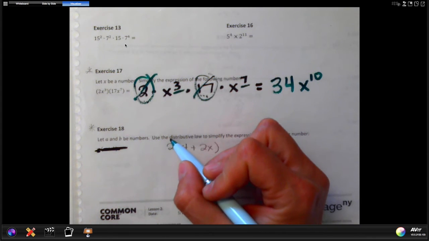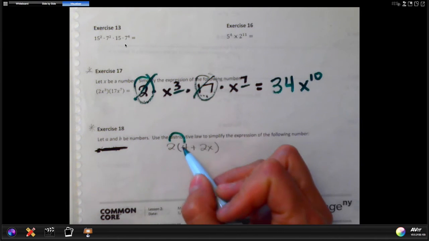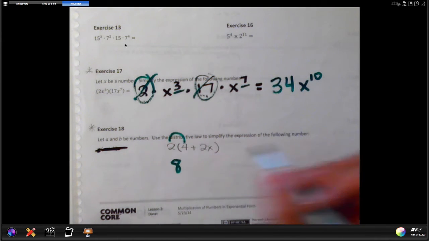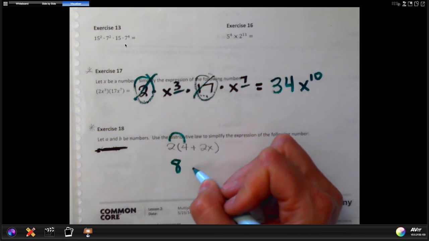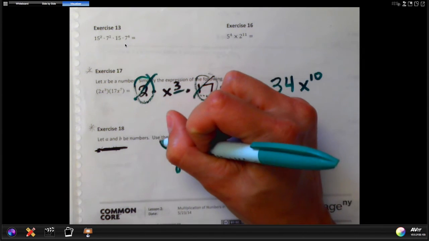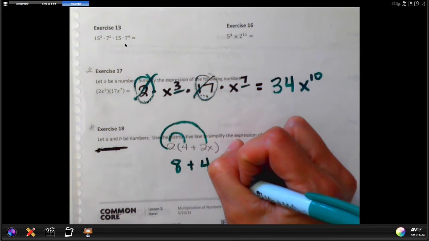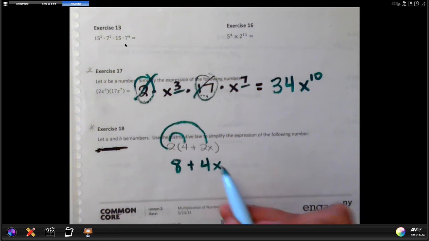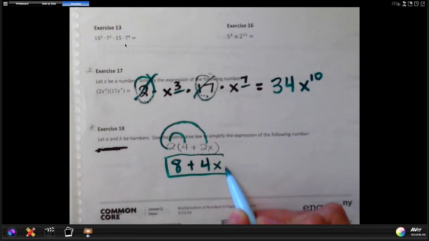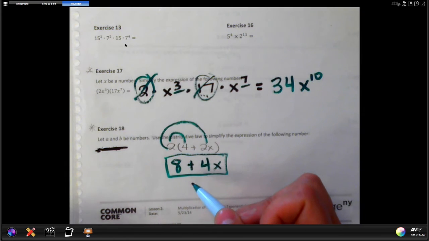So you want to take this and you multiply it first by the first term. So 2 times 4 is 8. Then we look here, there's a plus, so we're going to pull a plus down. And now we're going to distribute this to the second one. 2 times 2x is 4, and then you have to include that x. And that's your answer. You cannot add the 8 and the 4x because there's not an x on that 8.